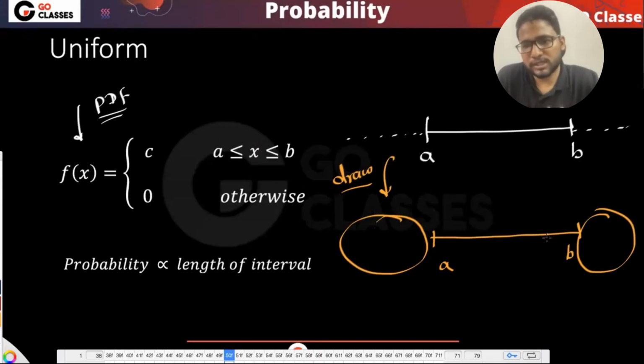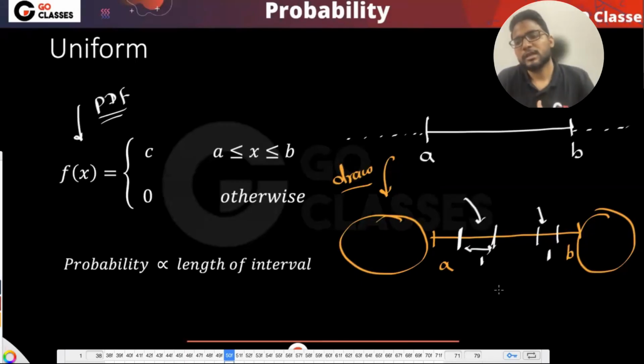Now, uniform distribution says that in between A to B, there is an equal probability that you will be getting something in any interval. Let's suppose this interval has a length of 1. Then an equal number of points will be here and here, which means the number of points in this length is the same as in any length 1. If you get 100 points here, you will be getting 100 points here also. If length is the same, then the number of data points is also the same.